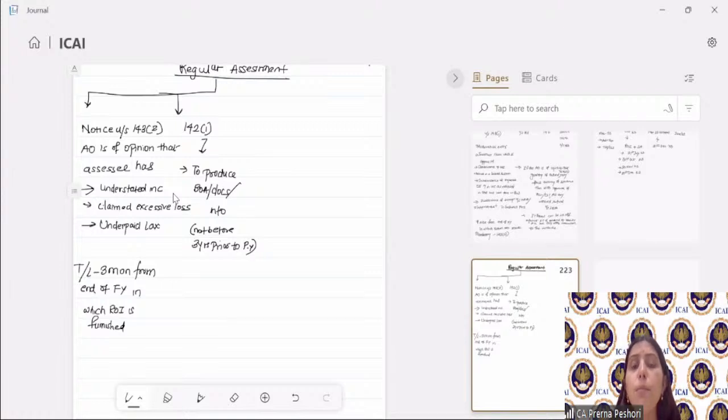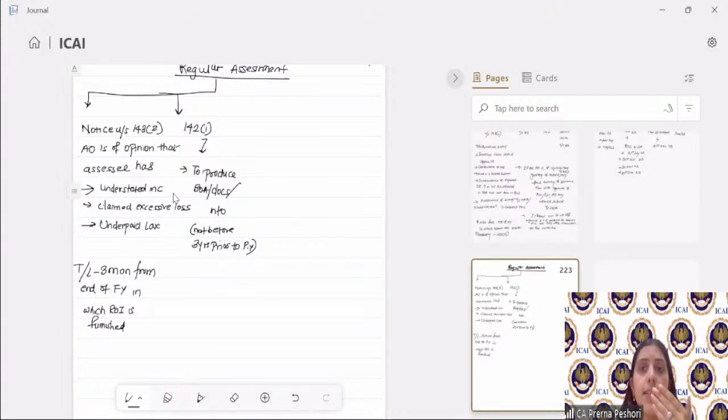Or even the statement of assets and liabilities, which is the balance sheet. But for assets and liabilities, previous approval of the Joint Commissioner is required for asking the statement of assets and liabilities. It is quite possible that the assessee has not furnished the return of income.